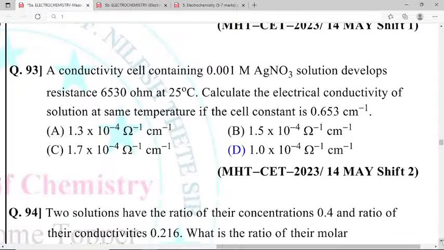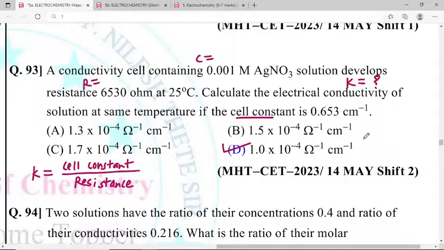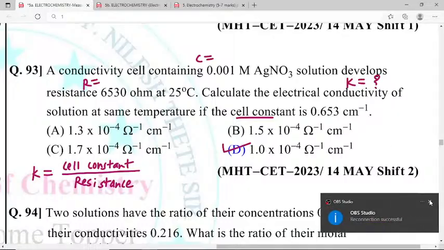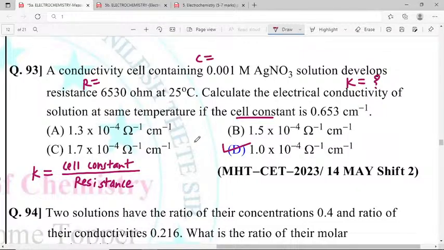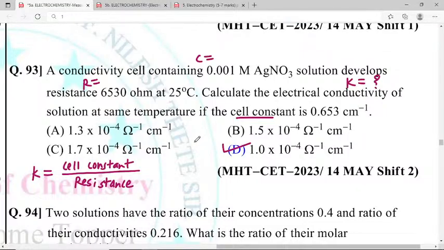A conductivity cell containing the given concentration develops a resistance. The resistance is also given. So conductivity is equal to cell constant divided by resistance. The cell constant is given, the resistance is also given. So substitute the values, and we will get the answer.